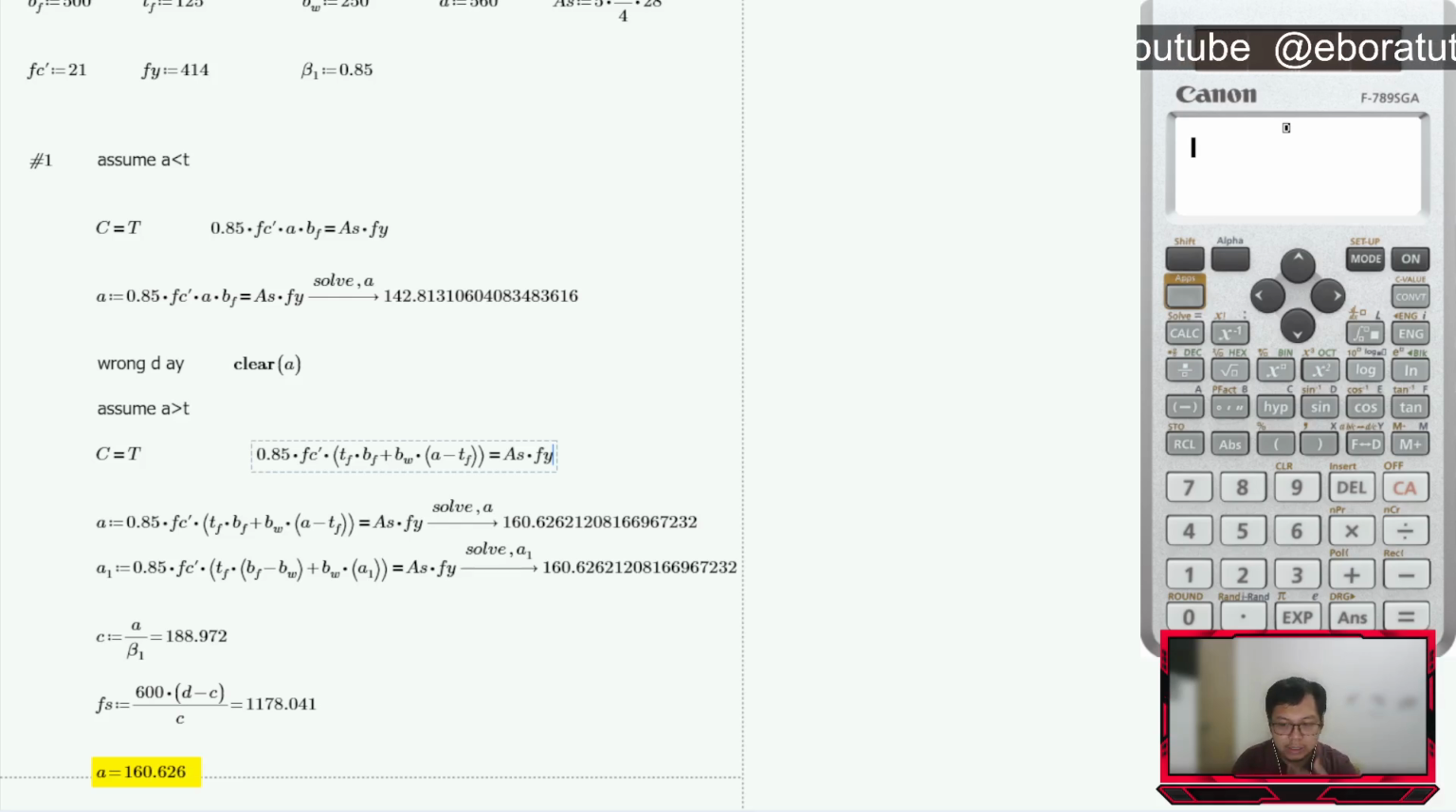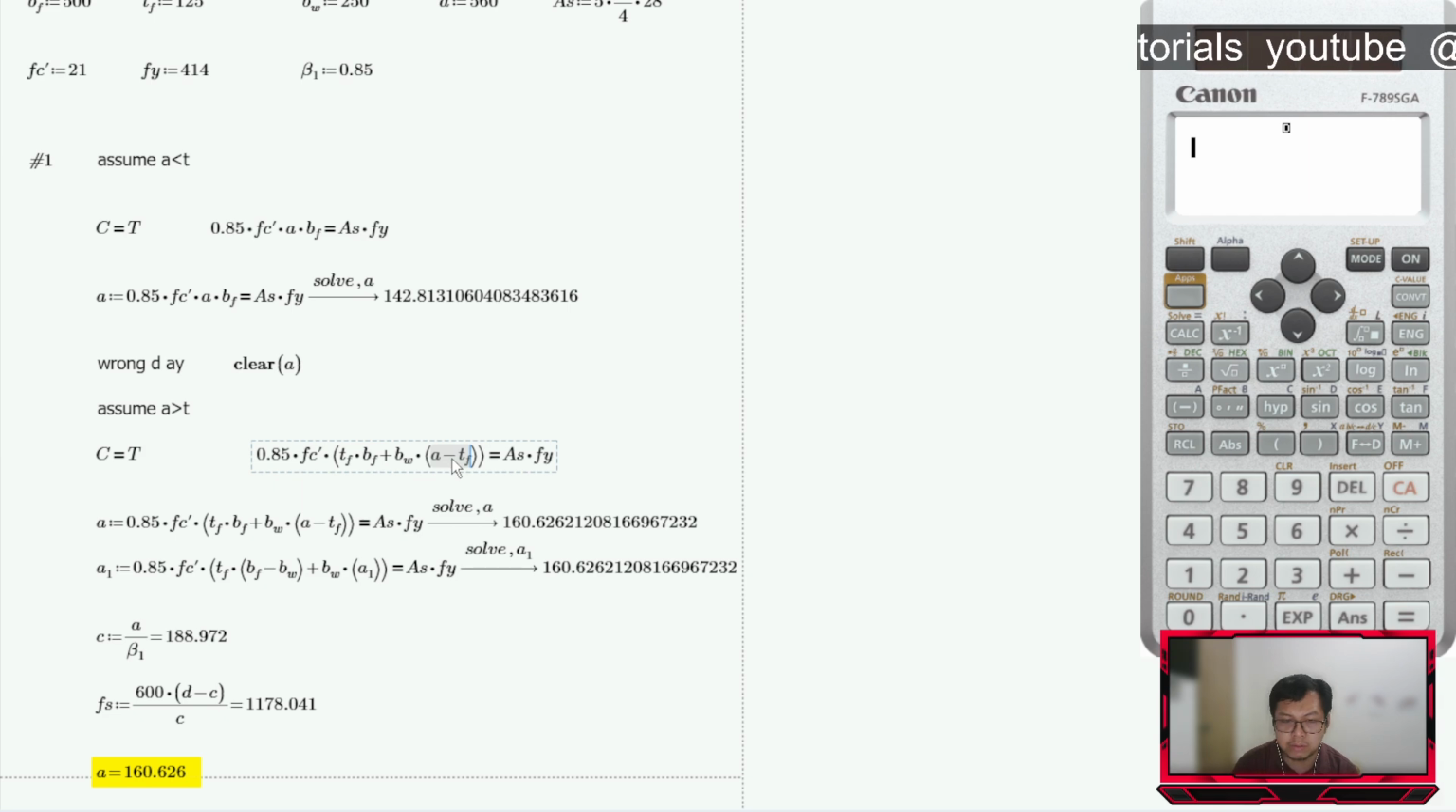Sige. So, anyway, since this is actually case 2 na, ito yung equation ko for case 2. So, sa case 2, ang C ko is now actually with two terms, no? Yung area, instead, ang area is A times BF. The area will now be much complicated na. This is TF times BF. This is actually the area of the whole flange plus BW times A minus TF. Actually, itong A minus TF, this is actually Z.